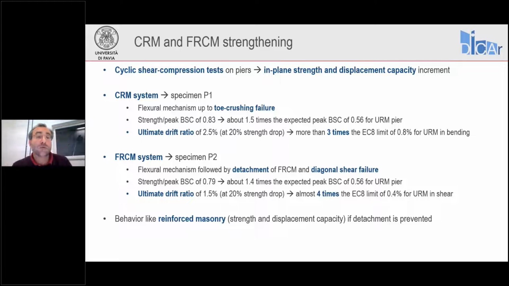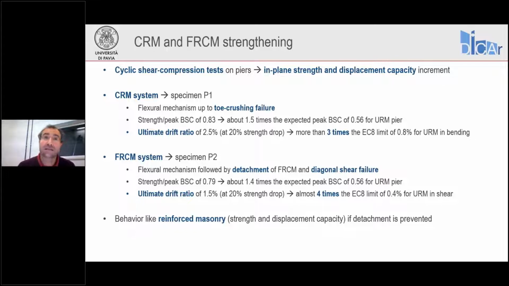Instead, for specimen P2, where we applied the FRCM strengthening, I said failure was controlled by diagonal shear failure. This happened likely because the FRCM layers detached from the masonry surface. And this is why I was saying maybe having here only 5 connectors as opposed to the 8 connectors for the CRM, maybe this led to this type of failure. So the jacket detached from the surface of the masonry, and at this point the masonry failed in shear, in diagonal shear.